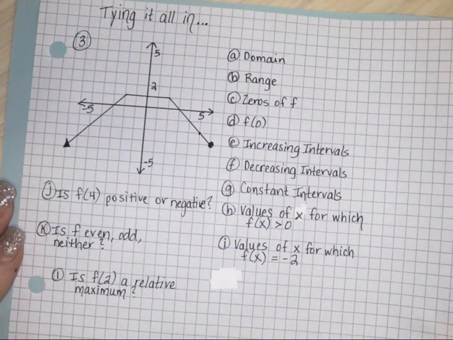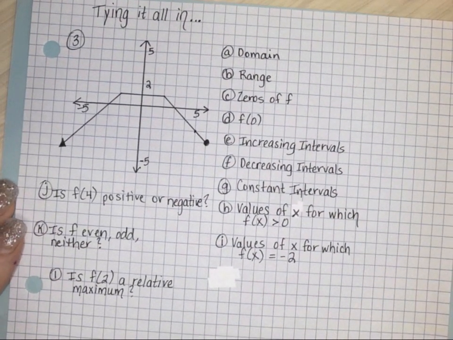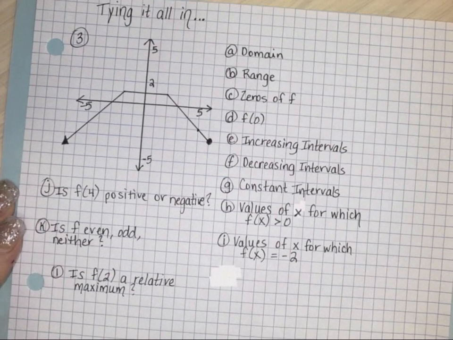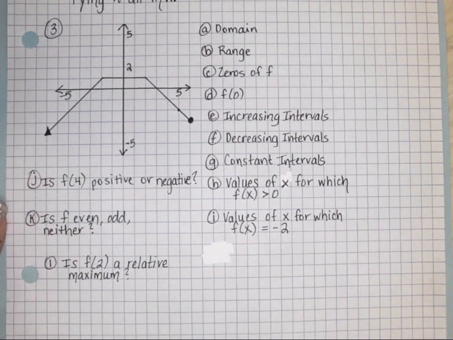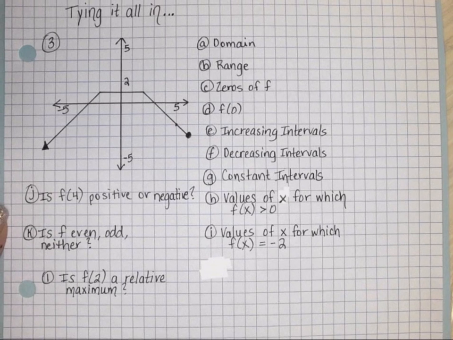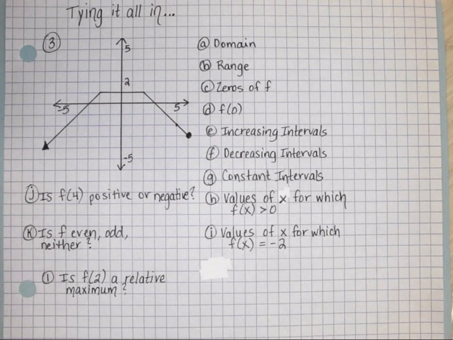Okay, what we're going to look at next is the type of problem that ties in everything that we've already talked about so far in 1.1, 1.2, and 1.3: domain, range, x-intercepts, zeros, increasing, decreasing intervals, so many fun things. In this particular graph, notice we have parts A through L, and we're going to go through and discuss each one of them. In part A, let's talk about the domain of this graph.